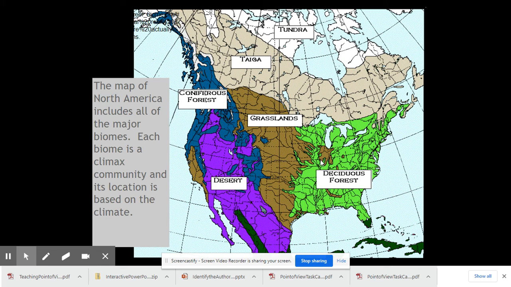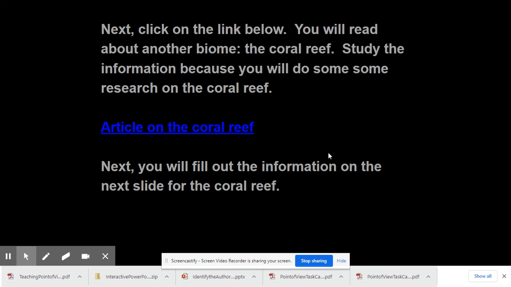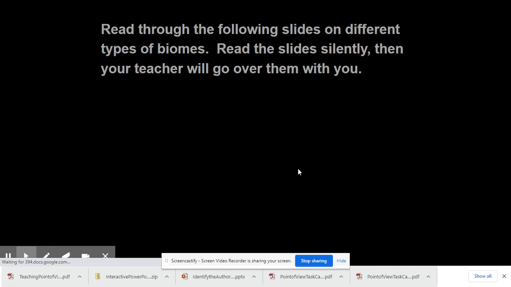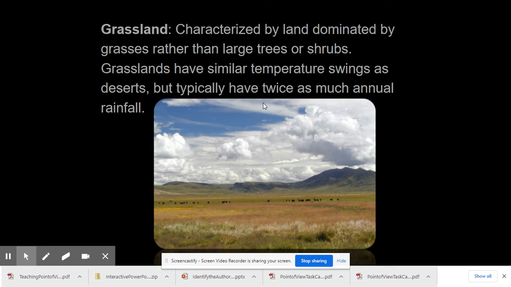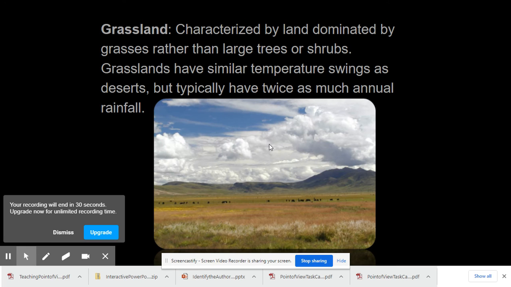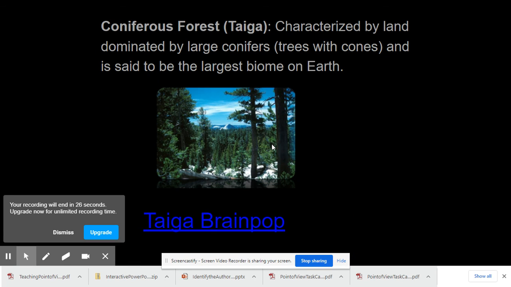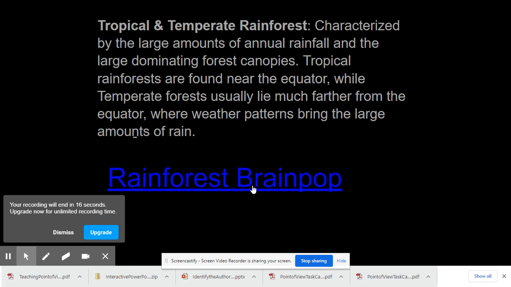So if you kind of go back and look at this map, and then what I would like you guys to do now that I went through the slides is I want you guys to take 5 or so minutes to go through the slides on your own. You silent read it, look at those pictures on every single one I just read, and get familiar with the characteristics and the pictures. After you go through it, your teacher will then go through the different Brain Pops on the different biomes that were listed in the Google slide.